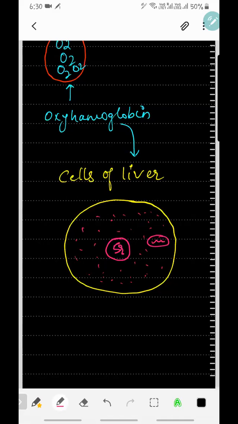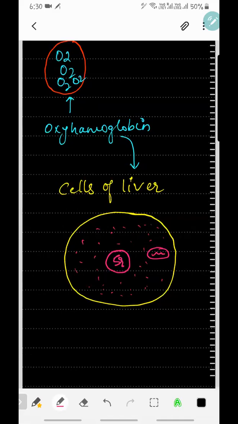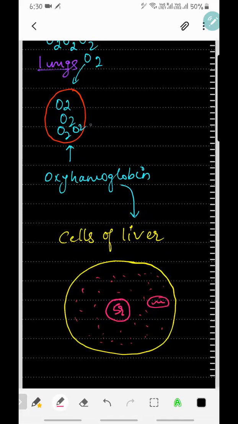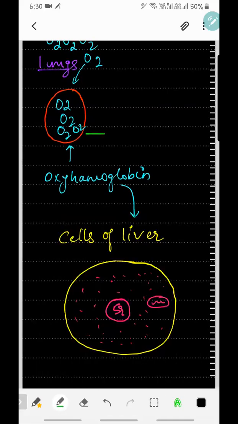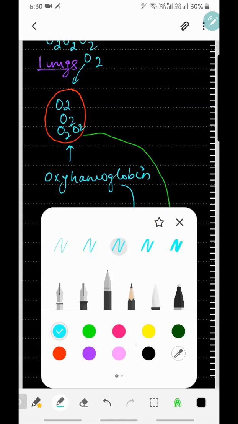Okay. So this is the cell of liver. Now what will happen? This oxyhemoglobin has to come here and deliver the oxygen. Once the oxygen is delivered to this cell, because this cell needs oxygen to function, and when the cell is doing some function, carbon dioxide will be generated.